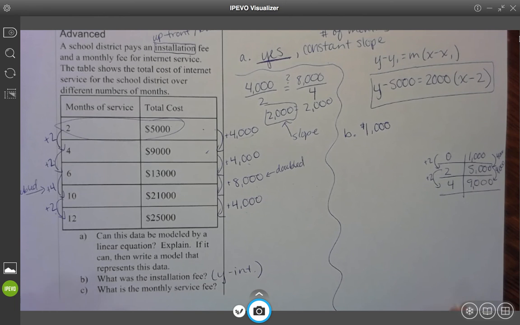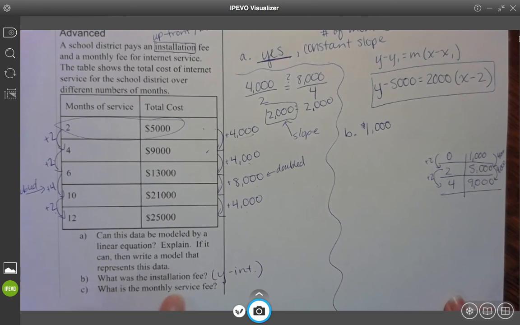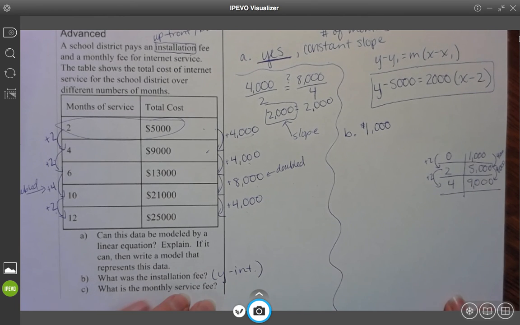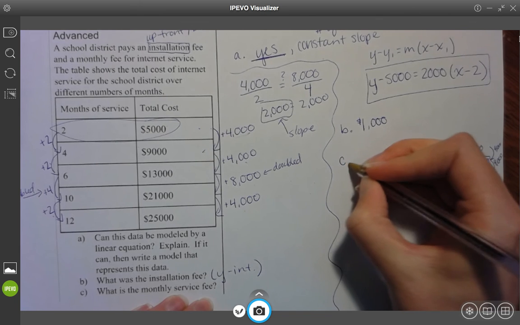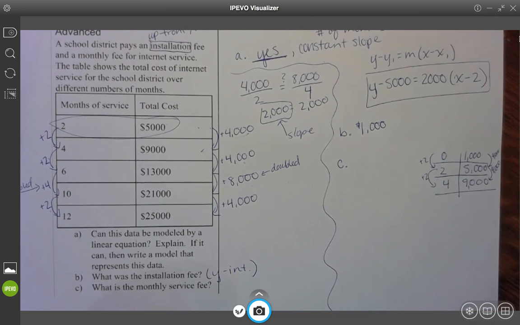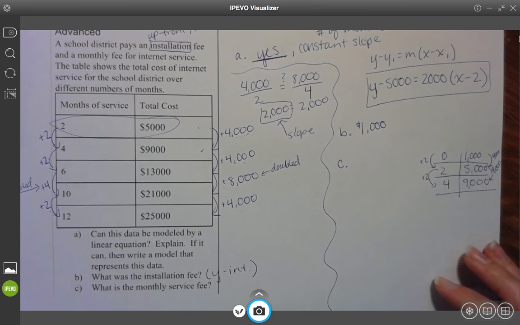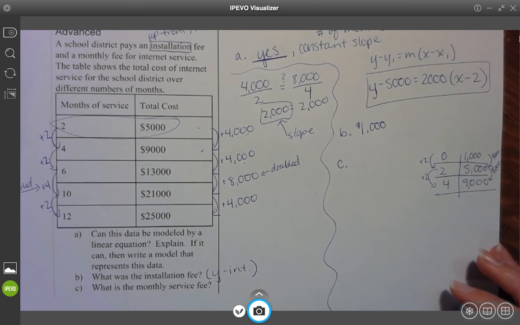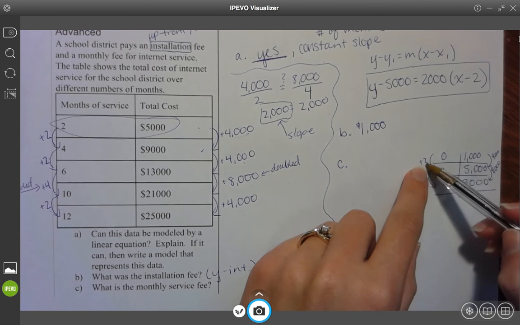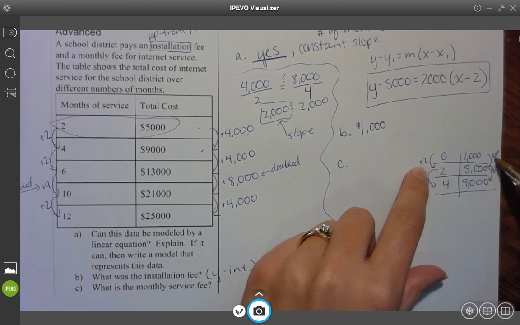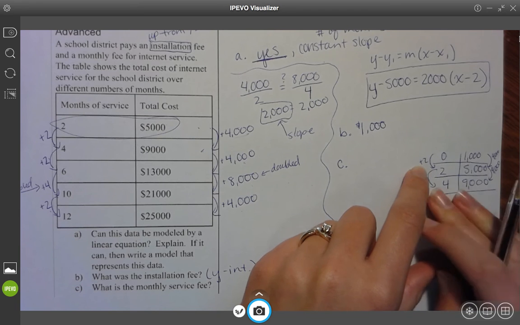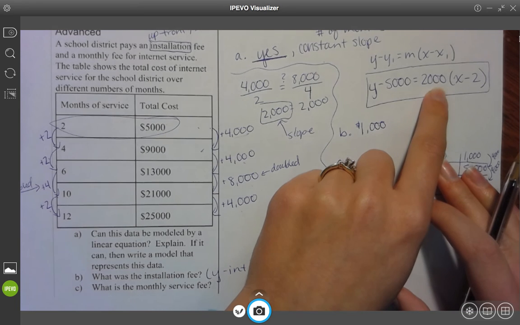All right, that was B. And then C, what is the monthly service fee? Okay. So what that's looking for is, okay, if we start, what additional costs are we going to have each month? All right, well, we know every 2 months we pay $4,000. So what do we pay every month? Well, why don't we just look at our slope?